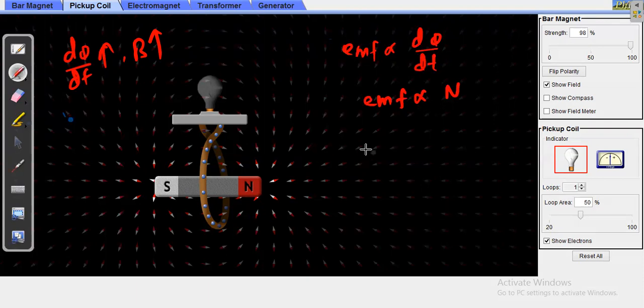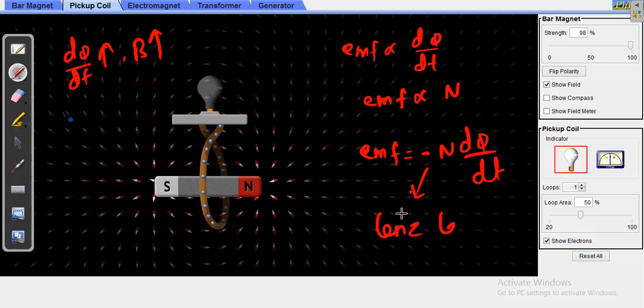That's why finally, EMF induced is equal to minus N dΦ by dt. In a later class I will tell you why this minus sign comes. This minus is from Lenz's law, and I will explain it later. But why exactly minus? See, I am having a magnet like this.